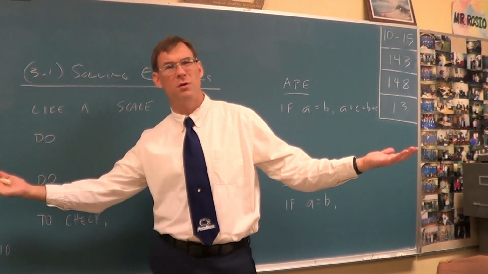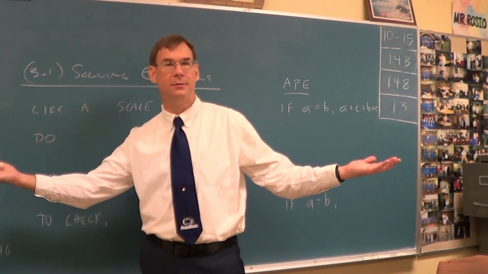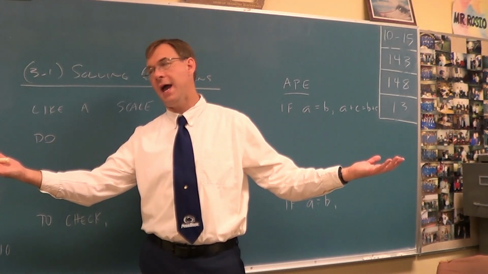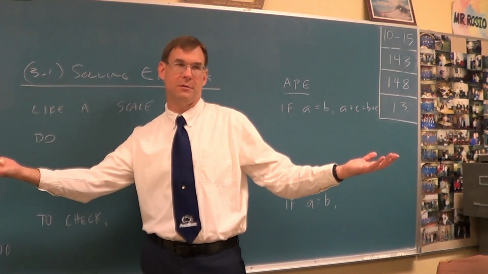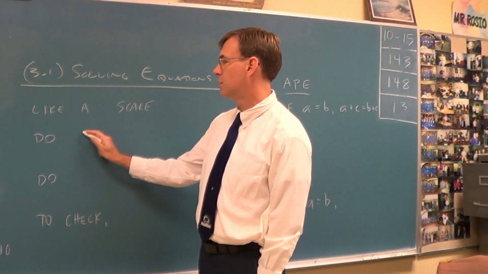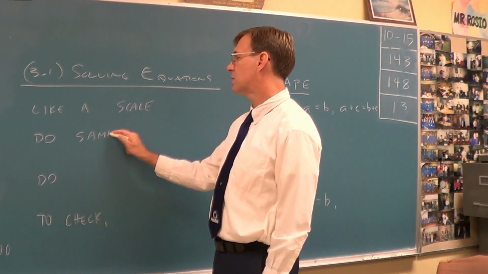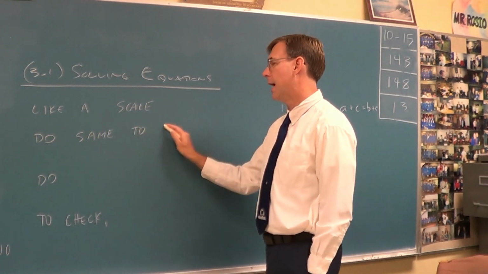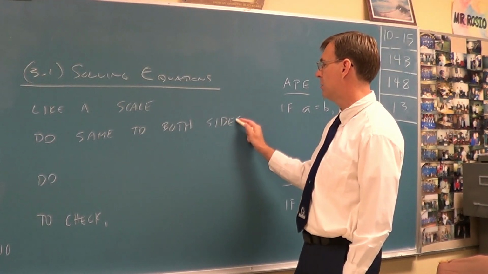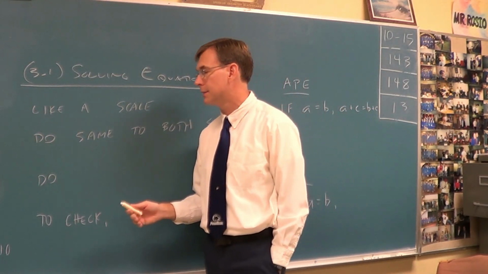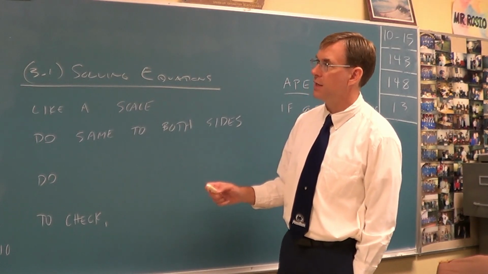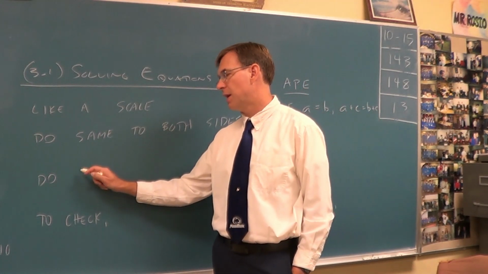What would you have to do if you wanted to keep this scale in balance? Yeah, so let's say we added another pound over here. You'd have to add a pound over there. So one of our key algebra ideas is we're always going to do the same thing to both sides. Because if we do the same thing to both sides, we keep these scales, these equations, balanced, and that's our goal.